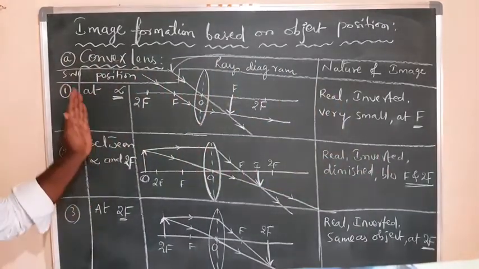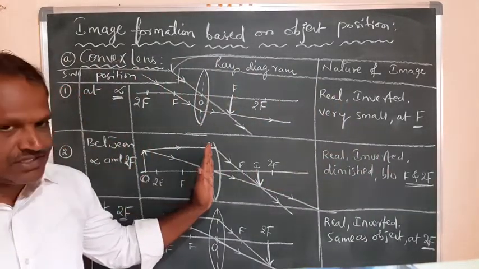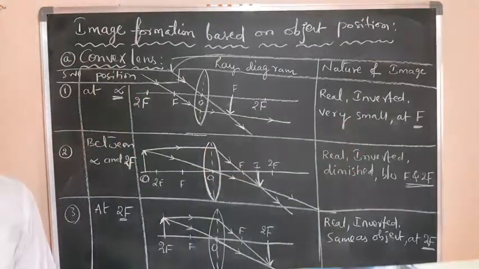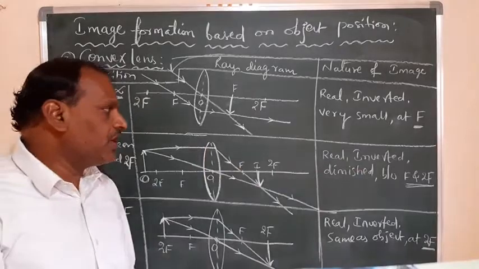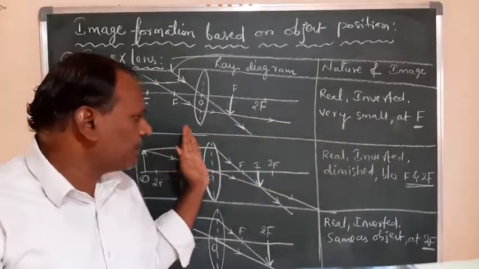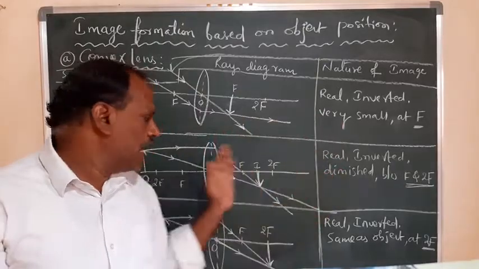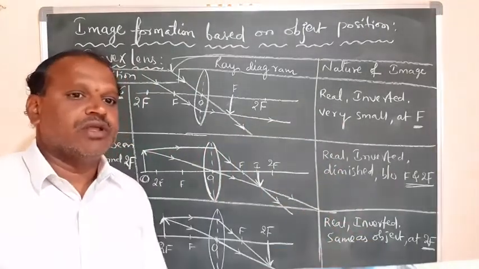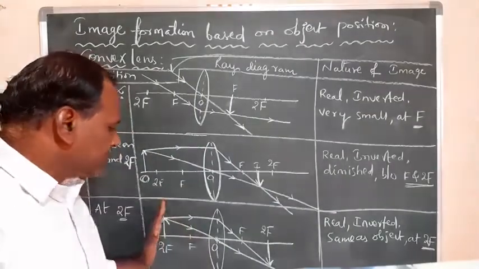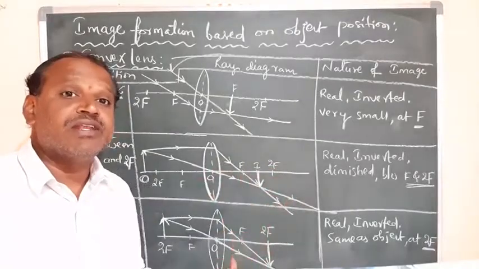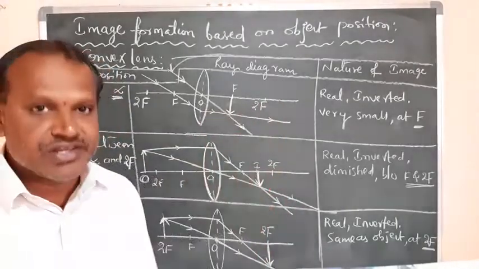See here, when the object is coming towards the lens, the image will be moving away from the lens, isn't it? And that too you can observe here. When the object is at infinity, the image is very small. When the object is coming nearer, it is diminished, and when it is kept at 2f, the image can be seen to be the same as that of the object. When the object is coming towards the lens, the image moves away from the lens and its size goes on increasing.